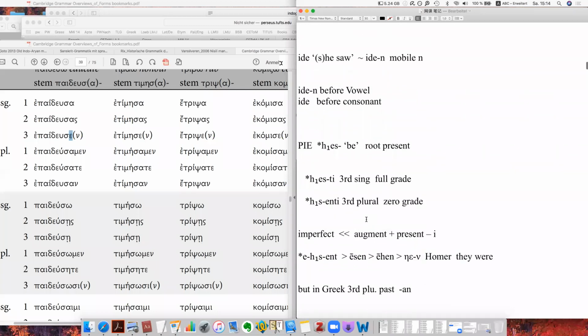And then we talk about the new mobile new. Where does it come from? It goes back actually to this one, to the copula word an. Yeah, they were. It is reinterpreted as the singular form.